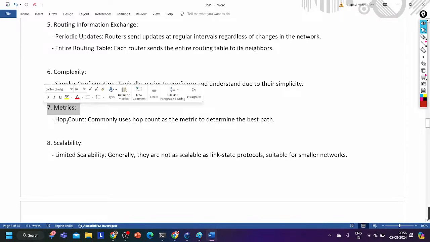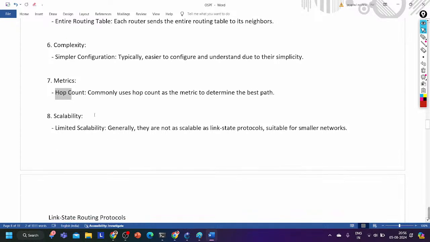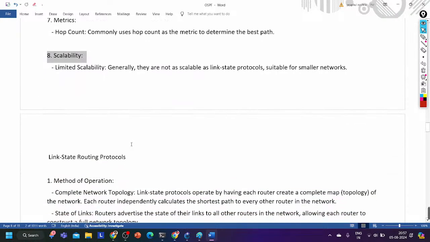Metric calculation: again the issue is hop count only. Scalability: there is a hop limit. In RIP, you can connect up to 15 routers. In EIGRP, you can connect up to 255 routers, which limits the size of the network. So we have a scalability issue here.